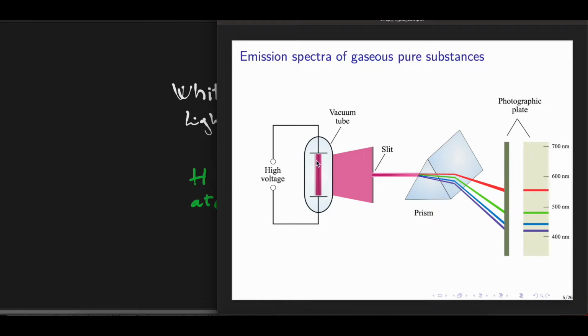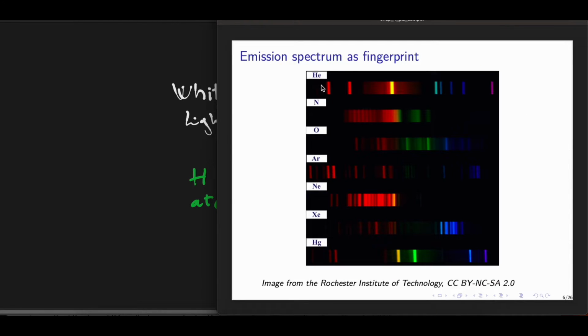If we change the element inside this vacuum tube, we'll get a different emission spectrum, as we can see here. So for helium, we always have bright lines that are not continuous, but with different wavelengths. The same thing for nitrogen, oxygen, and the other elements. So it's like a fingerprint of that element. At that time, it was difficult to explain these bright lines. Why do elements emit these lines instead of a continuous spectrum?